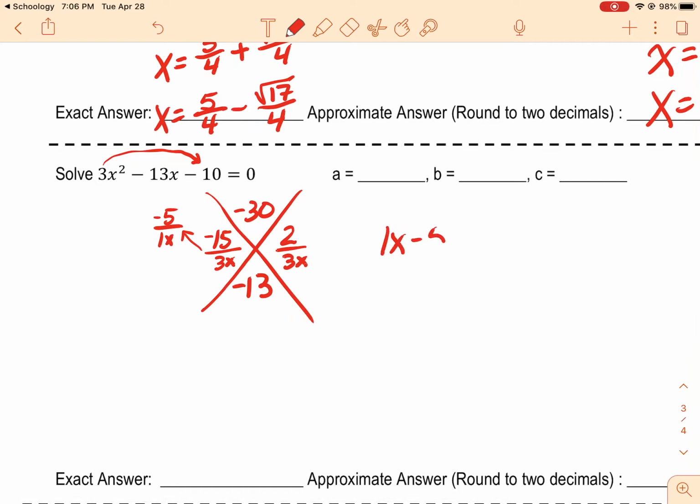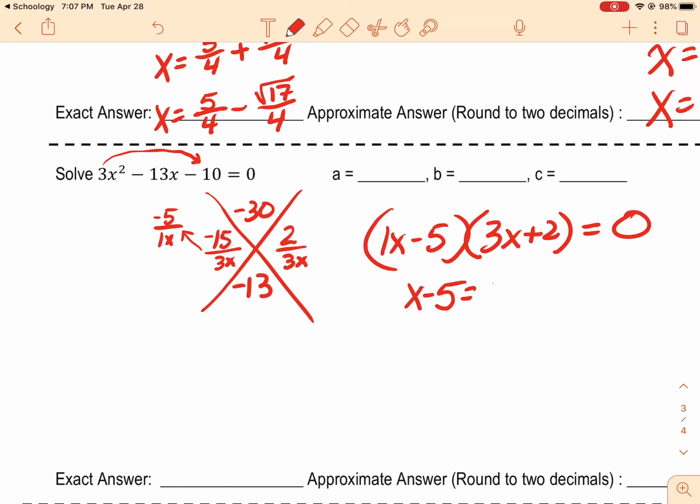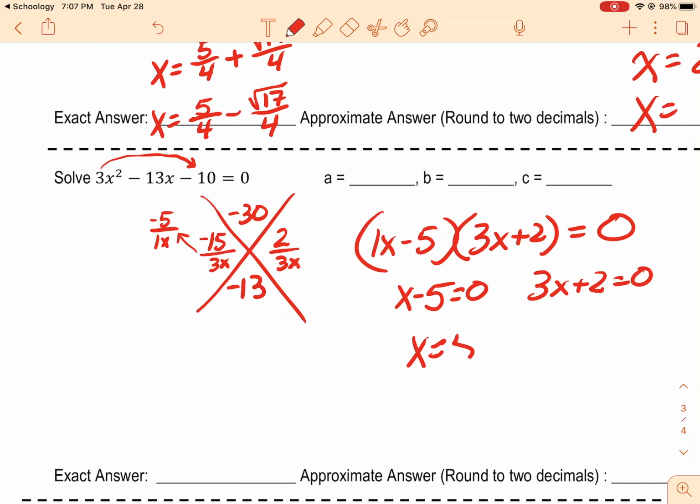So your factors are the 1x minus 5, and then the 3x plus 2, and that's all equal to 0. You set each of these equal to 0, and when you solve, you get x equals 5, and then x equals negative 2/3.